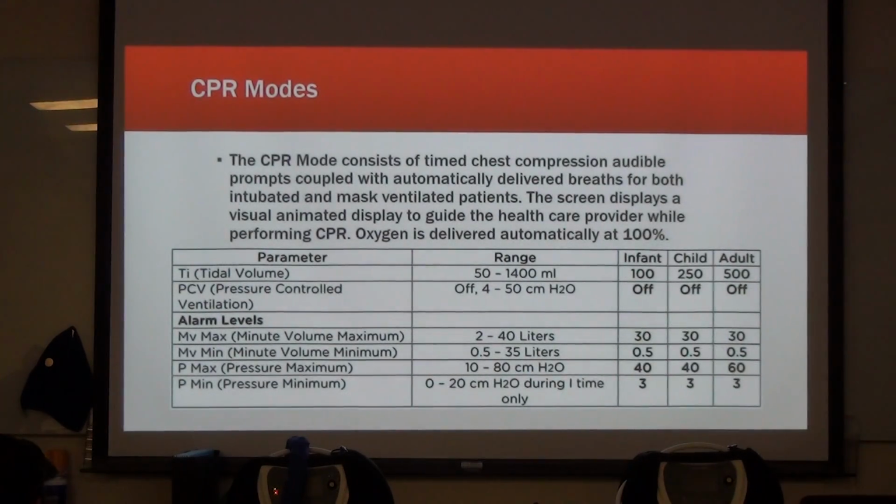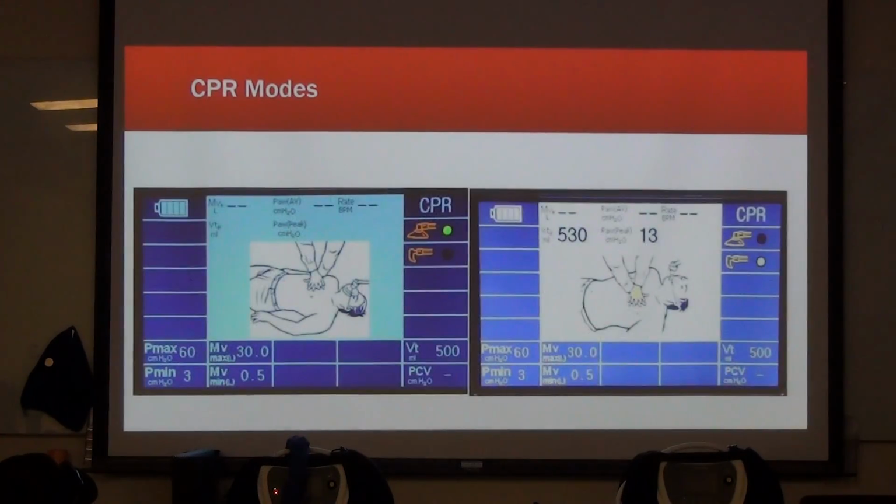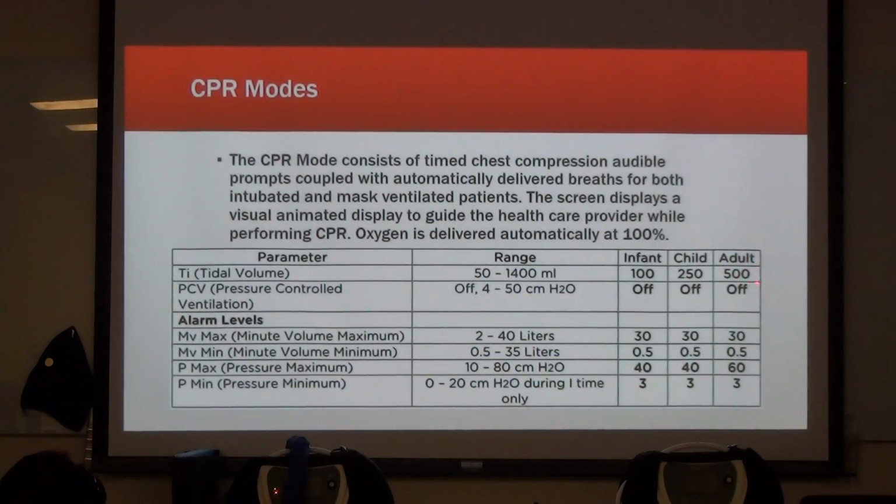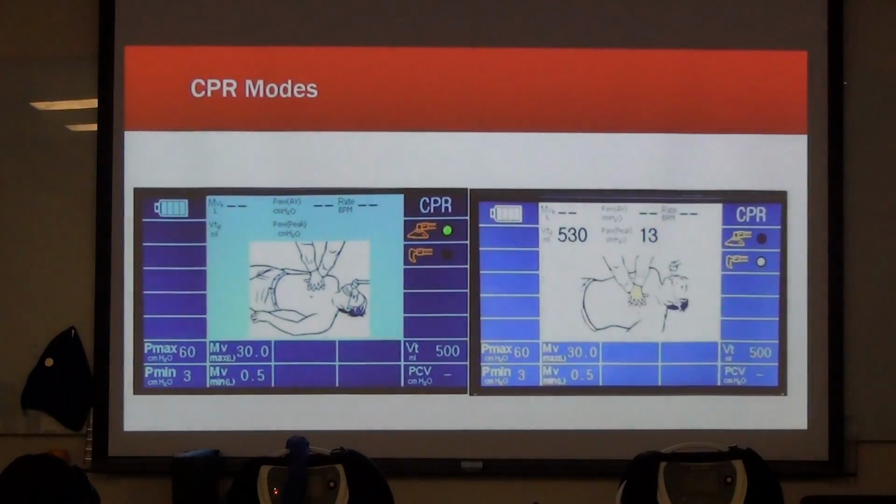Here's another mode. This is CPR mode. CPR mode consists of timed chest compressions, audible prompts, coupled with some automatically delivered breaths on an intubated patient or a patient that has a mask. You'll see the display that gives you those options, and it definitely gives you prompts with your metronome for performing CPR. In this one you can see tidal volume here at 500, nothing on pressure support, and here are your alarms. When we go to it, you'll see that there's the mask or intubated.